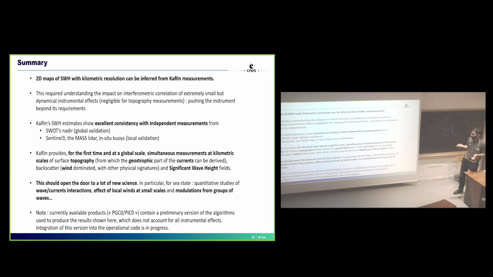We've validated this against different independent measurements. Looks pretty good. And so for the first time, we have at this global scale maps, at the same time, of SWH, currents inferred from heights, and sigma naught. And so I'm hoping there's a lot of science that can be done with this, and that's for all of you to do. Thank you.